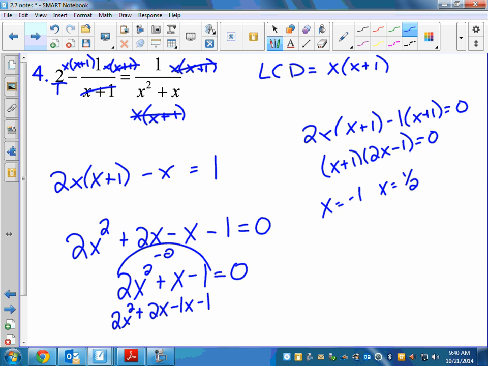Checking my solutions, if I plug negative 1 into that original problem, would it make the denominator go to 0? Yes. So I have to cross it out. Doesn't work. If I plug 1/2 in there, 1/2 does not make the denominator go to 0, so it does work. That means there could be an answer that has no solution, because if the answers that you get are both extraneous, it could be no solution. Also, if you try to solve it and you got an imaginary solution using the quadratic formula, then you'd also say no solution for that problem.